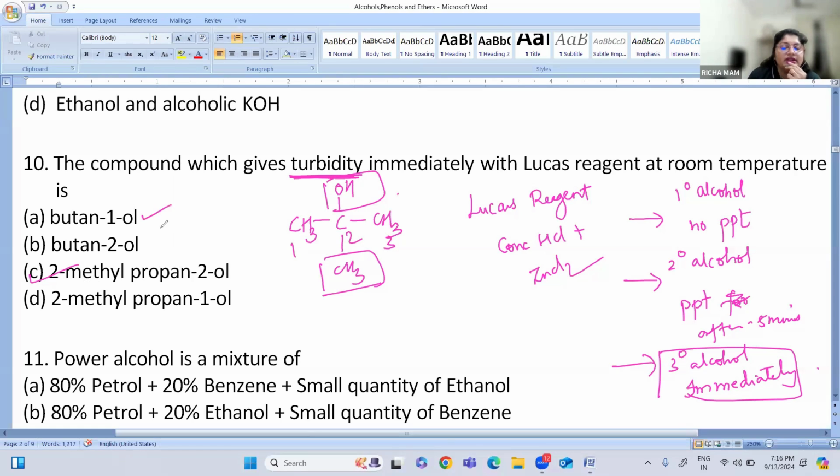Butan-1-ol is a primary alcohol. Butan-2-ol is a secondary alcohol. And 2-methylpropan-1-ol is also a primary alcohol. So the answer is C. Understood? Yes. Shivaruni has answered. Lubna has answered it correct. Very good. So yes, C is the correct answer. Fine. Let us go for the next question.